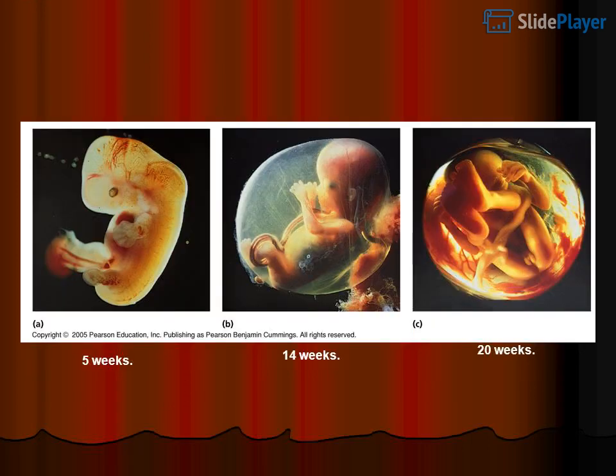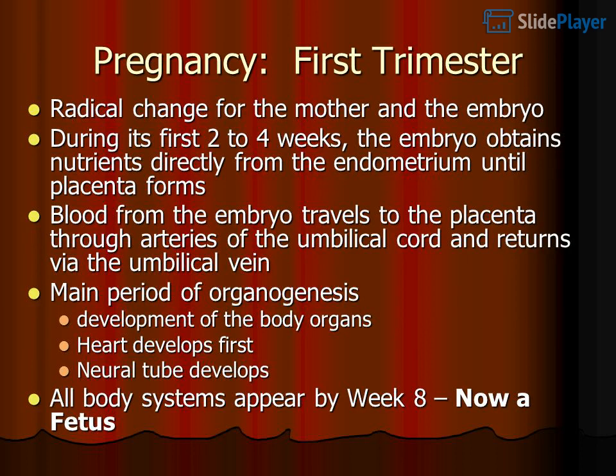20 weeks. 14 weeks. 5 weeks. Pregnancy, 1st trimester. Radical change for the mother and the embryo. During its first 2 to 4 weeks, the embryo obtains nutrients directly from the endometrium until the placenta forms. Blood from the embryo travels to the placenta through arteries of the umbilical cord and returns via the umbilical vein.